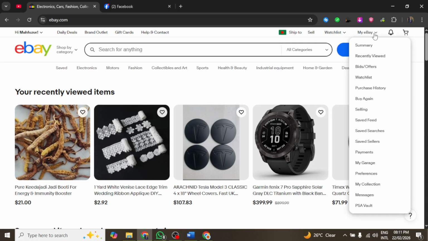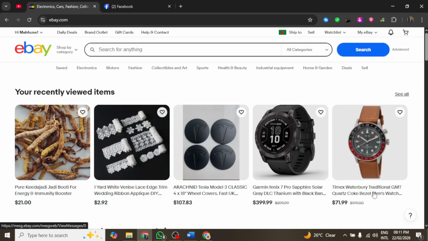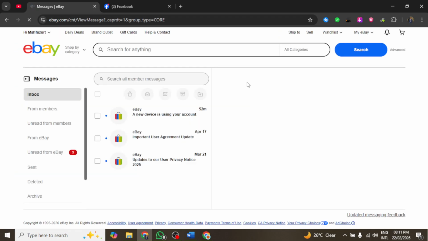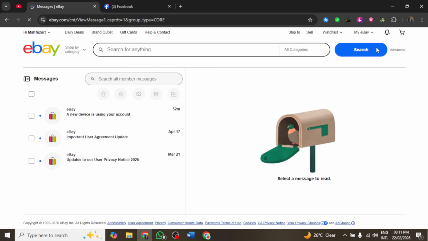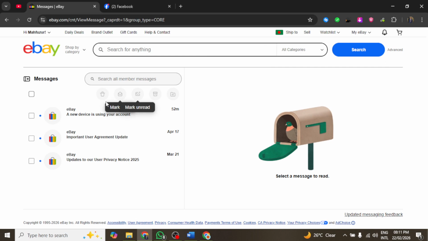Once logged in, navigate to your inbox to locate the suspension notice message sent by eBay. Open this message and read the explanation carefully. This information is crucial as it will help you identify which specific policy violation triggered the suspension. Pay attention to whether the issue pertains to performance metrics, policy violations, or suspicious activity.